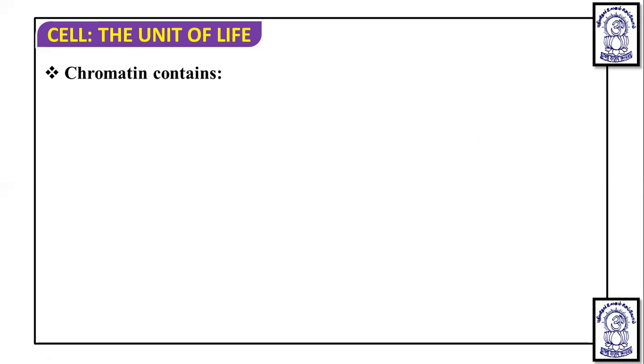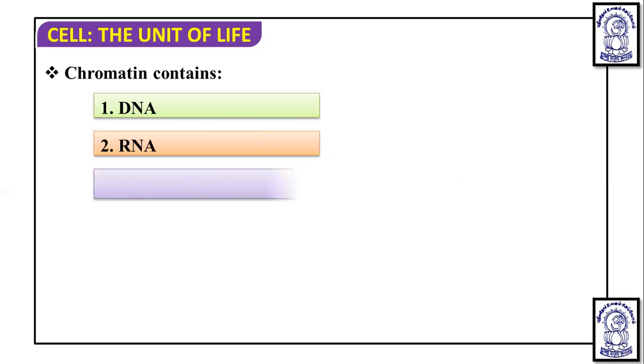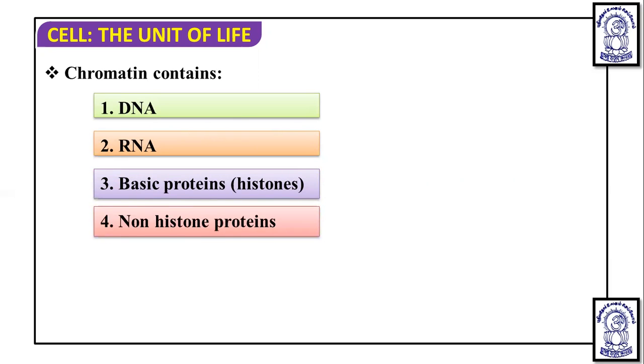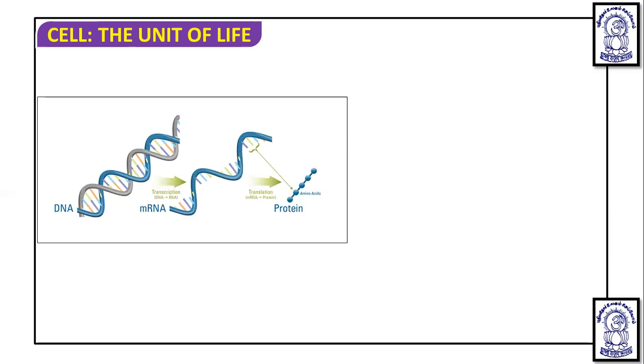Chromatin is made up of DNA, some RNA, basic protein histone, and some non-histone proteins. So this is DNA. DNA is transcribed to form mRNA, because DNA has the coding information for the mRNA for the protein. After formation of mRNA, it carries out translation to form a protein.